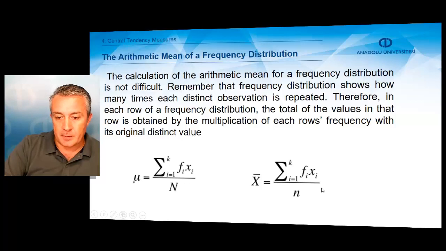So it's the same formula as for the sample arithmetic mean, but as you can see, we distinguish the sample arithmetic mean and the population arithmetic mean by the symbol we are using.